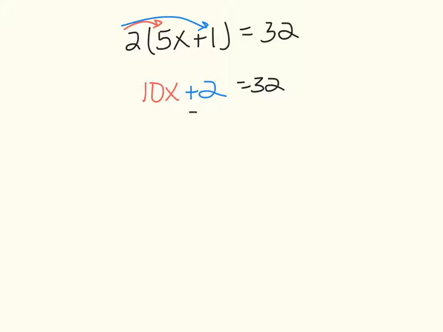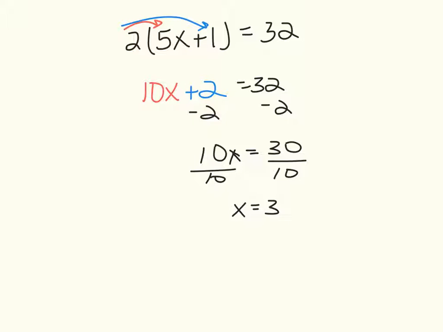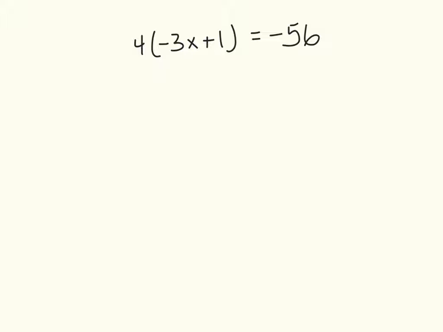The opposite of plus 2 is minus 2 from both sides. Rewrite: 10x equals 30. The opposite of times 10 is divide by 10 on both sides. X equals 3 is my answer. Good job. All right, try this problem, which says 4 times the group negative 3x plus 1 equals negative 56. Hit pause, hit play when you're ready to check your answer.